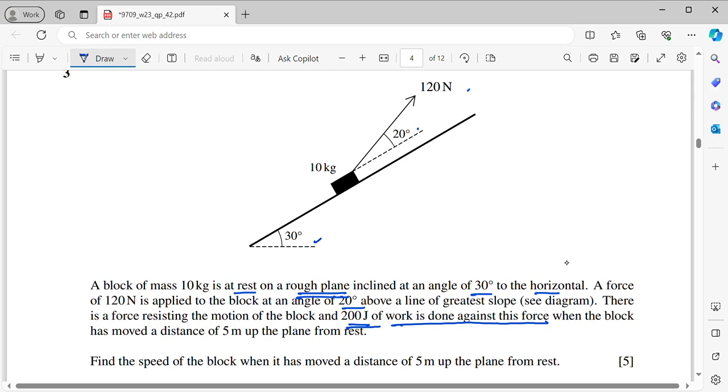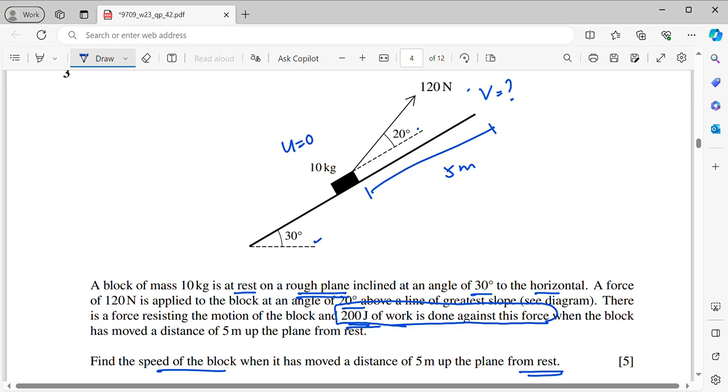So this is the work done against the resistance. Now, when the block has moved a distance of 5 meters up the plane from rest, it means that here is 5 meters. Then you will have the work done against the resistance. Now find the speed of the block when it has moved a distance of 5 meters up the plane from rest. From rest, we know that at first u equals 0. Then you need to find what is the speed here.